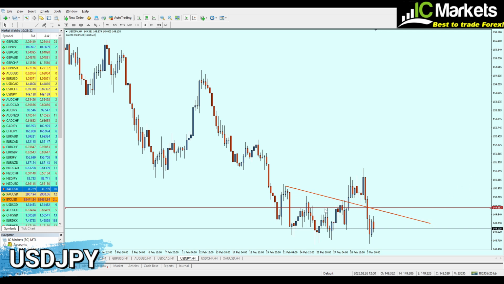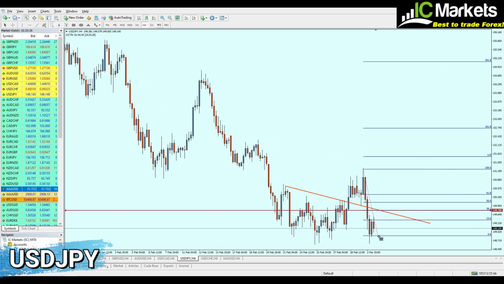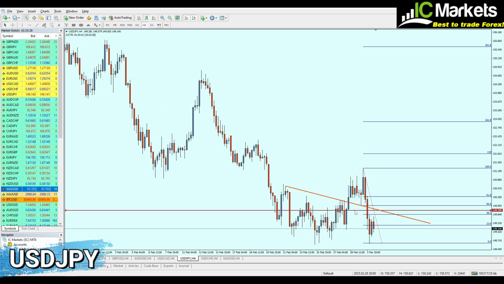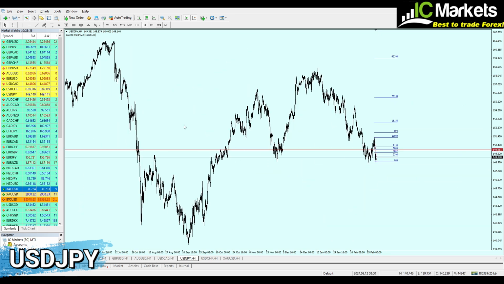So let me just use the Fibonacci to find it. I have somehow lost it. Yeah, it's right here, Fibonacci 50. Exactly, that's going to be our next level to start shorting the USDJPY. We have to wait for the market to rise another 76 pips before we can start shorting it.